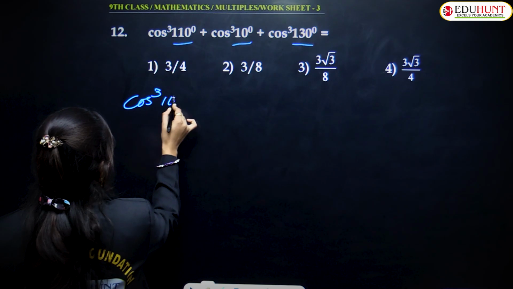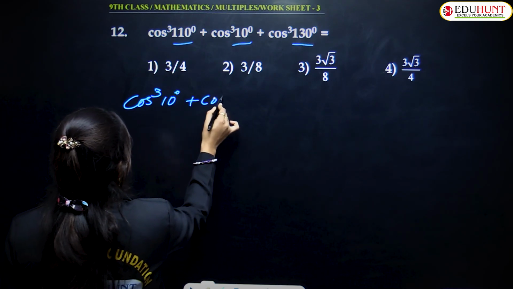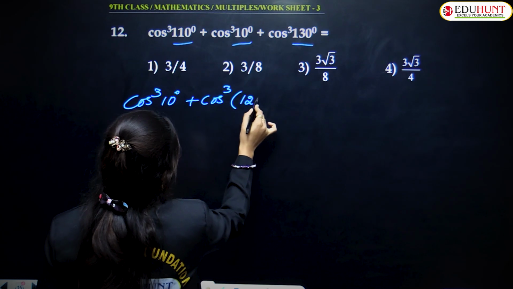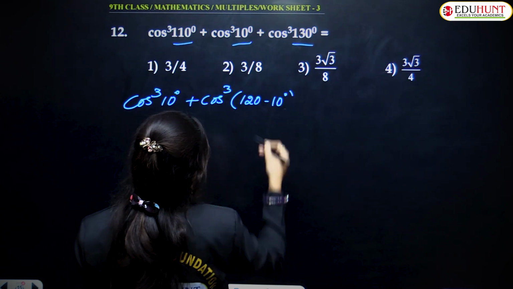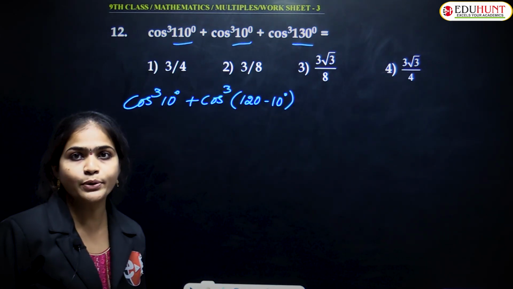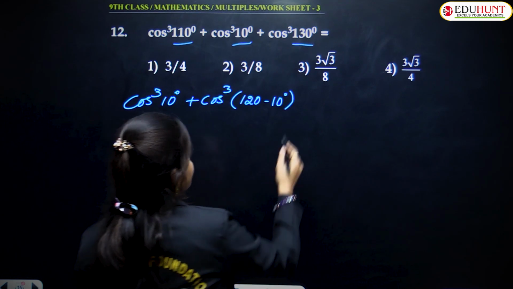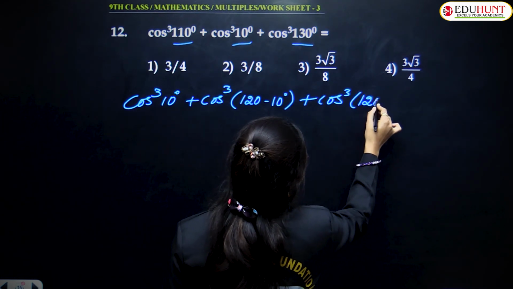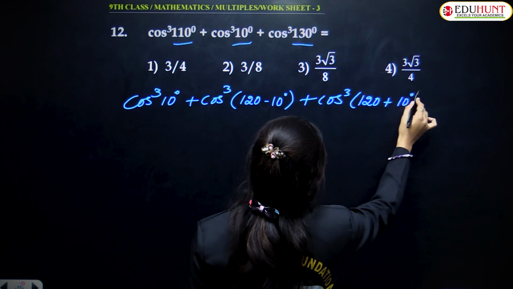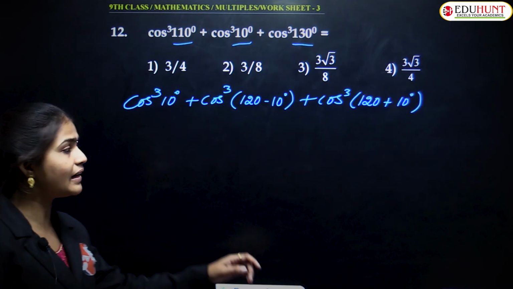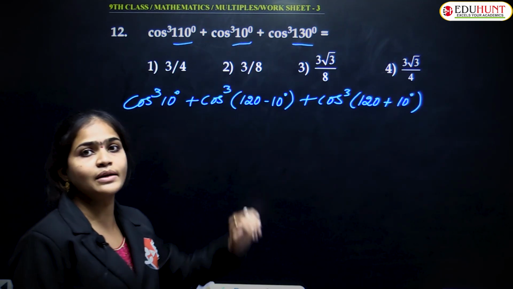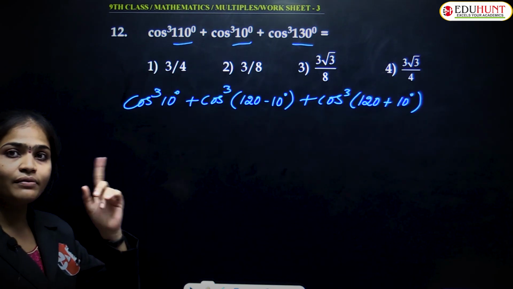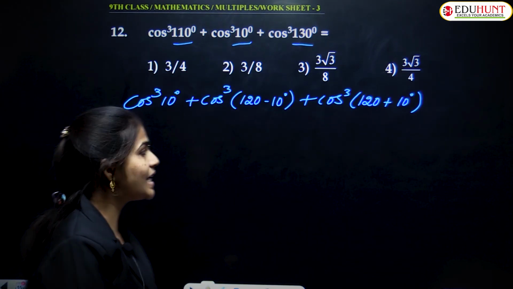So cos cube 10 degrees plus cos cube 110 degrees. I want to write that one as 120 minus 10 degrees, plus cos cube 120 plus 10 degrees. So 120 plus 10 is equal to 130, and 120 minus 10 is equal to 110, and here 10 degrees. By saying this, we will get one of the identities. What is that?